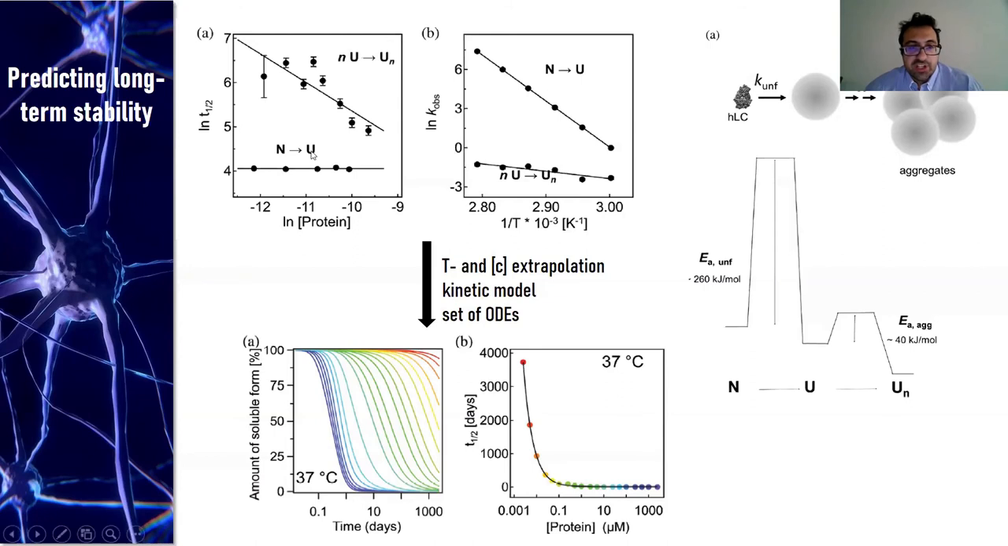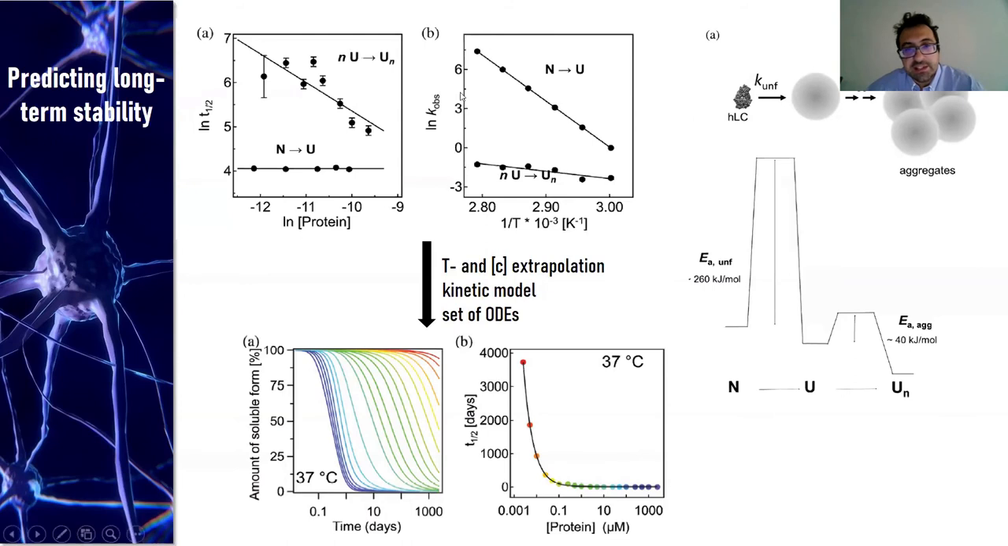So this is the concentration dependence. The protein under native conditions doesn't aggregate, but aggregates only under unfolded conditions, which in combination with the previous analysis indicates that this aggregation prone region needs to be exposed. So this is the first analysis.